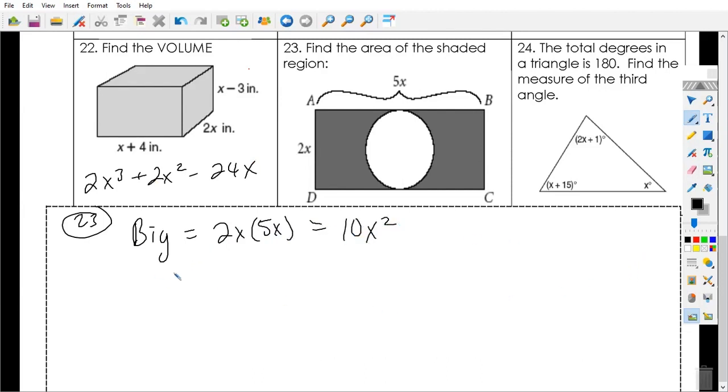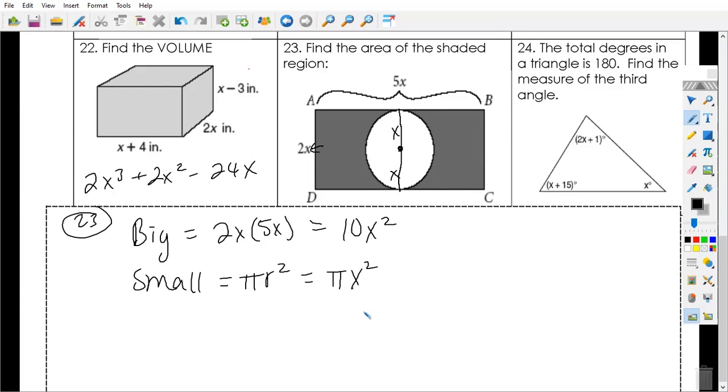Then I'm going to find the area of my small. How do you find the area of a circle? You need pi r squared, right? So I need to know the radius. Well, from looking here, I know my diameter is what? 2x. So what is my radius? 1x, right? Because x plus x is going to give me 2x. So therefore, this is pi x squared.